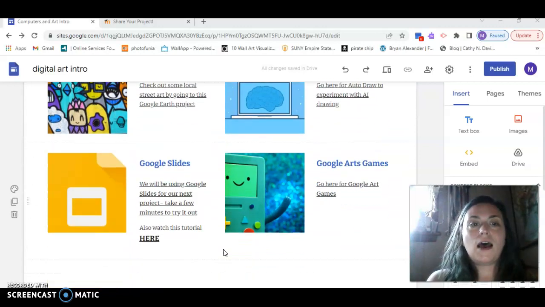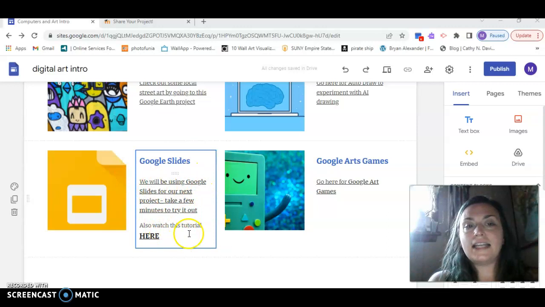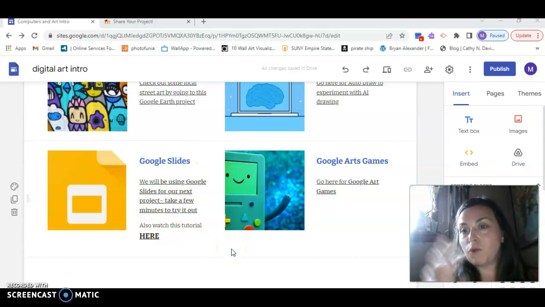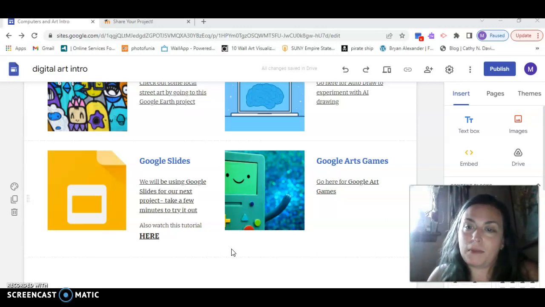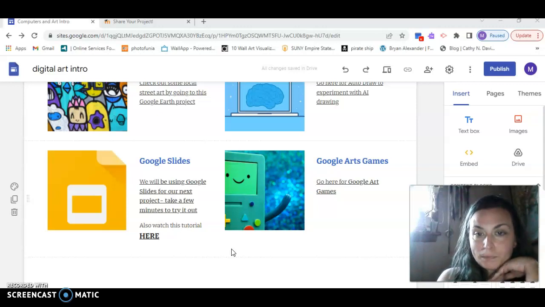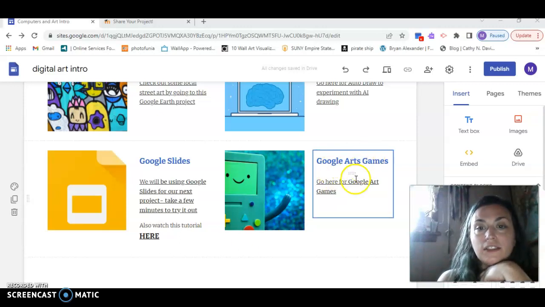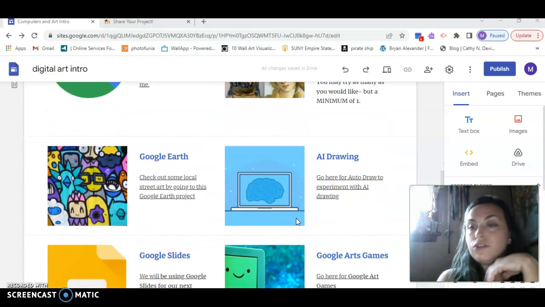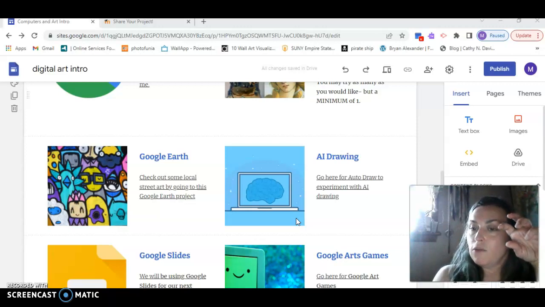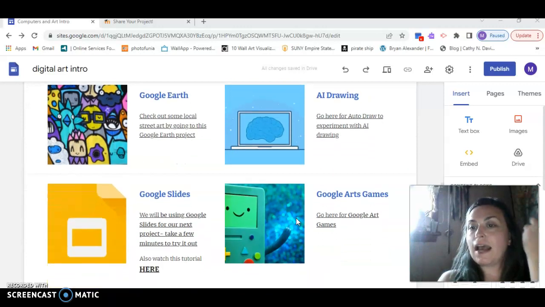very, very quickly. The Google Slides was what we used for the next section. They were able to go on and just use Google Slides to easily manipulate different images. And then on here are the Google Art Games, which is a subdivision of the Google Arts and Culture Experiments. So the students had two classes, and the first class I was on the smartboard and I showed them each of them and how they work and introduced everything and how to use it.